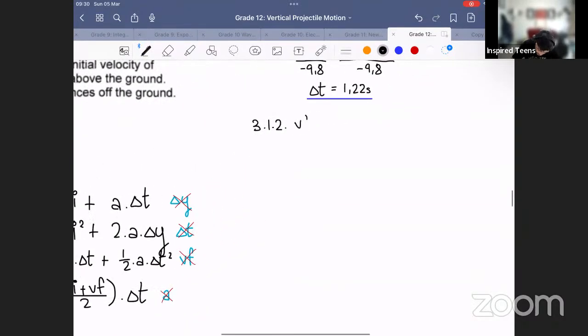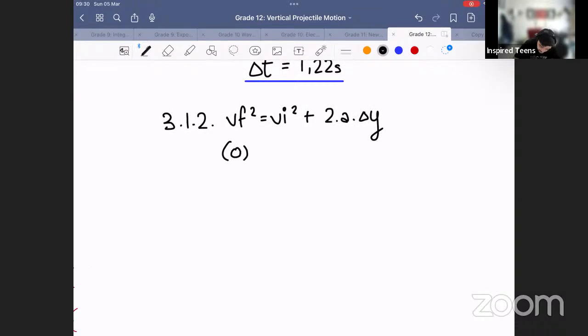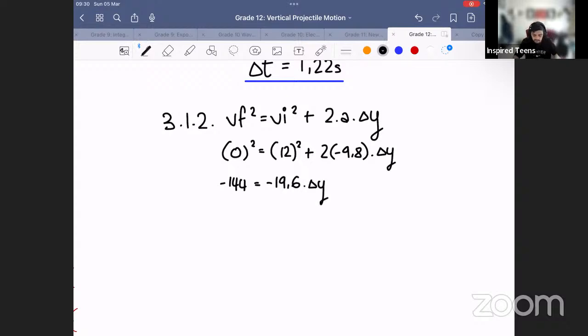So let's do the second one first. V final squared is equal to V initial squared plus 2A delta Y. So V final, again, it's still max height, so it's 0 squared is equal to the V initial, which is positive 12, the speed at which it was thrown up, squared, plus 2 times negative 9,8 times delta Y. 12 squared is 144. I take it over, it becomes negative 144 equals negative 19,6 times delta Y. I divide both sides by negative 19,6.